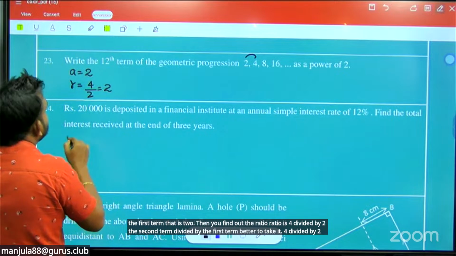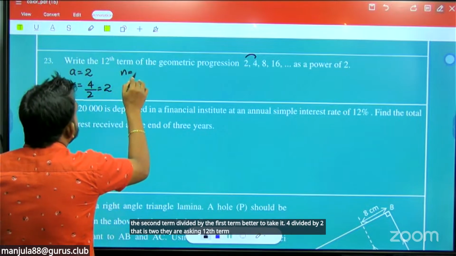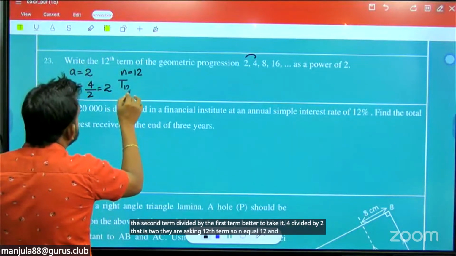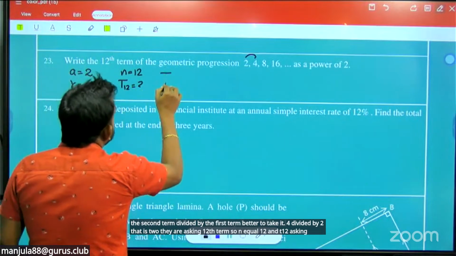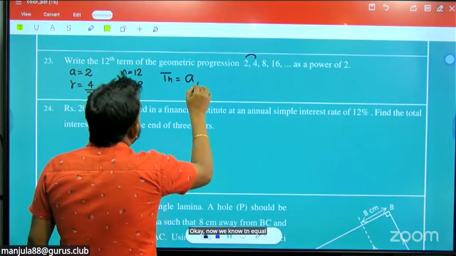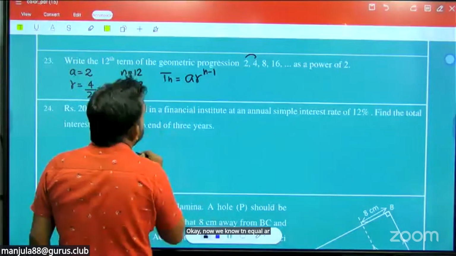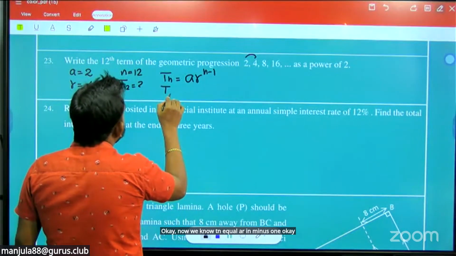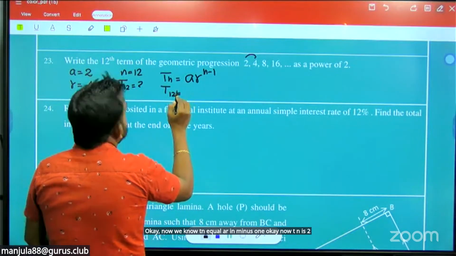They are asking for the 12th term. So n equals 12 and T12 is asked. Now we know Tn equals A R to the power n minus 1. Now T12 equals A, and A is what?